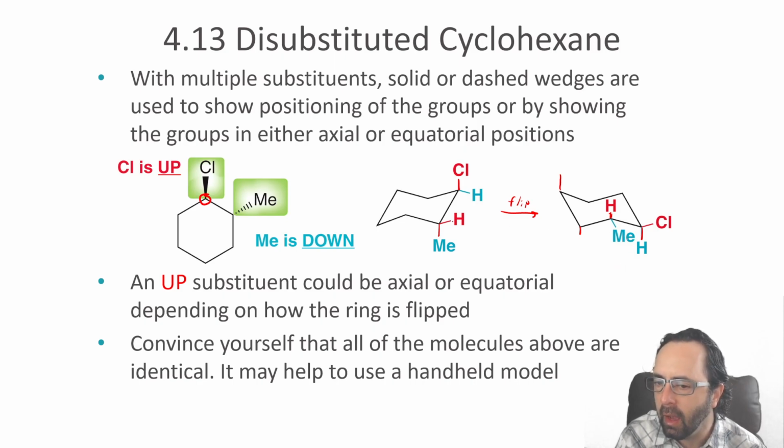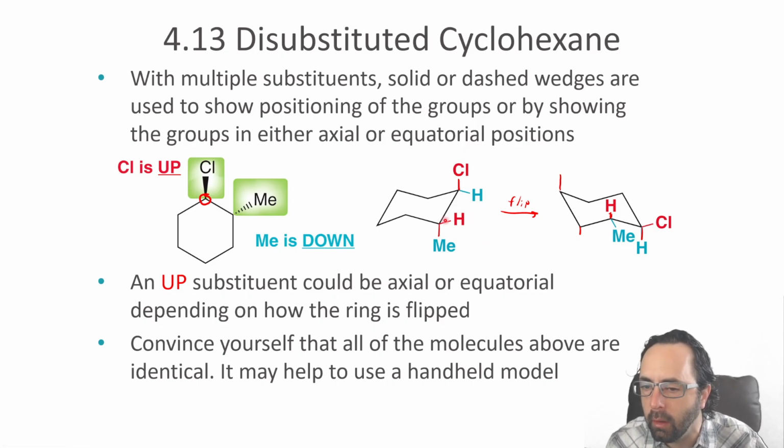However, the hydrogen here, the red hydrogen, is still in the up position. It's up, and that does not change. This is up equatorial on the left here. This is up axial on the right. Still up, though, but went from equatorial to axial. And here this blue hydrogen was down equatorial, and now it's still down, but it's axial. And likewise, the chlorine went from being up and axial to now it's up and equatorial. And the methyl went from being down and axial, now it's down and equatorial.